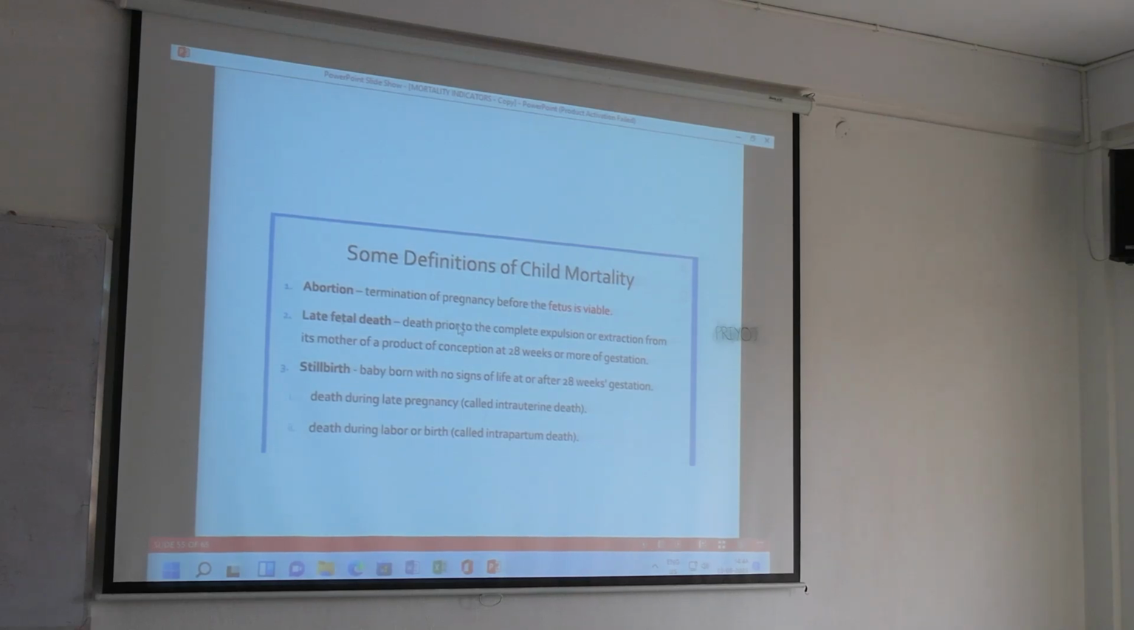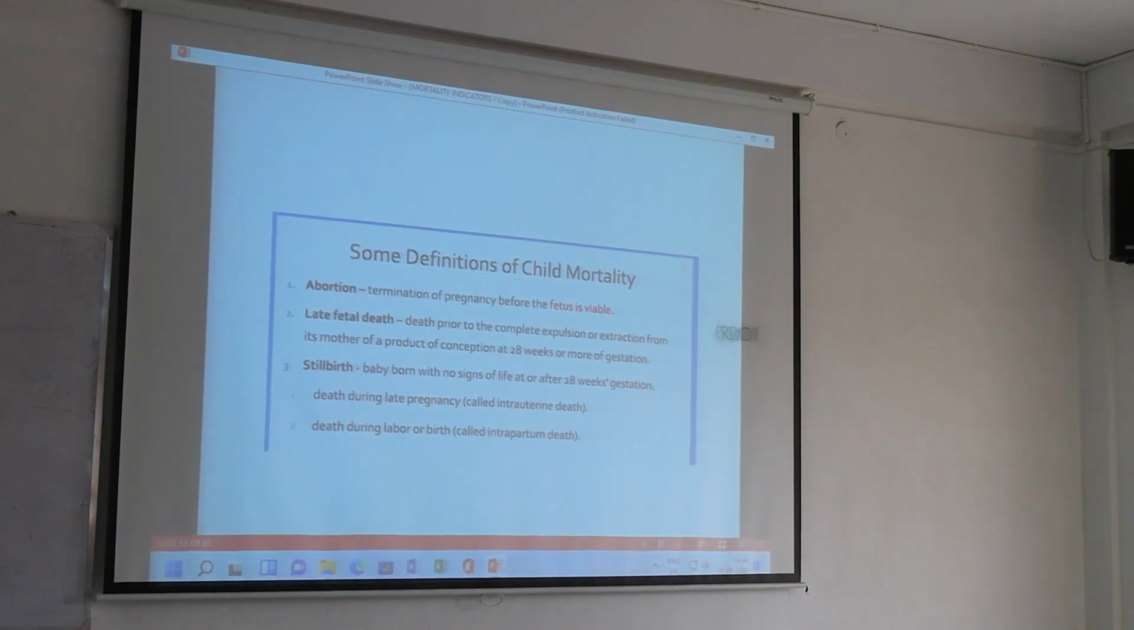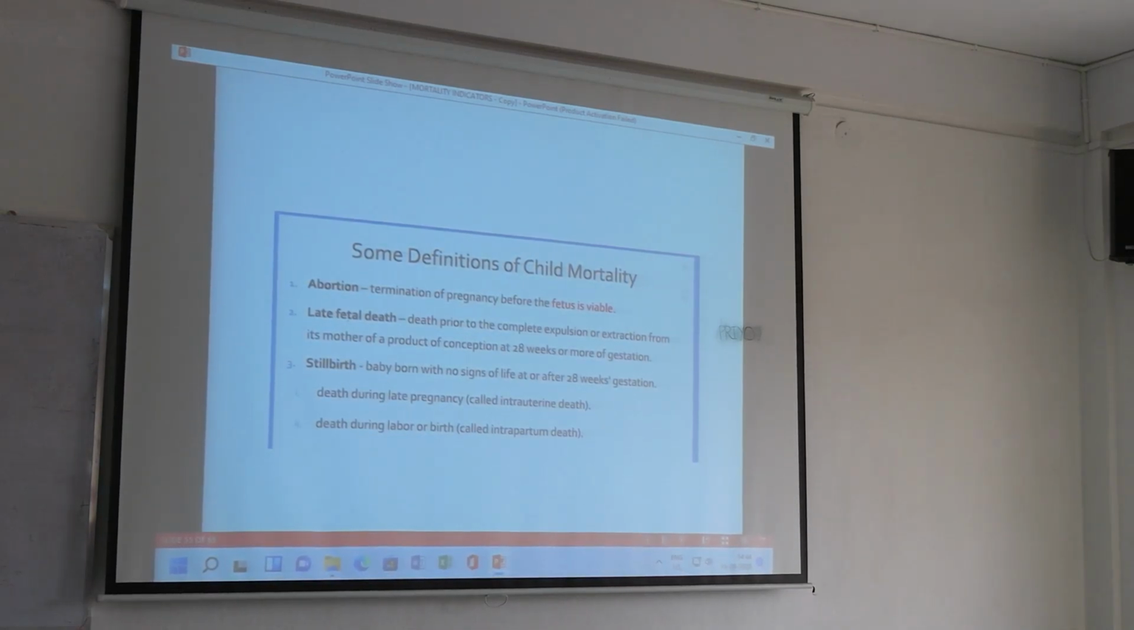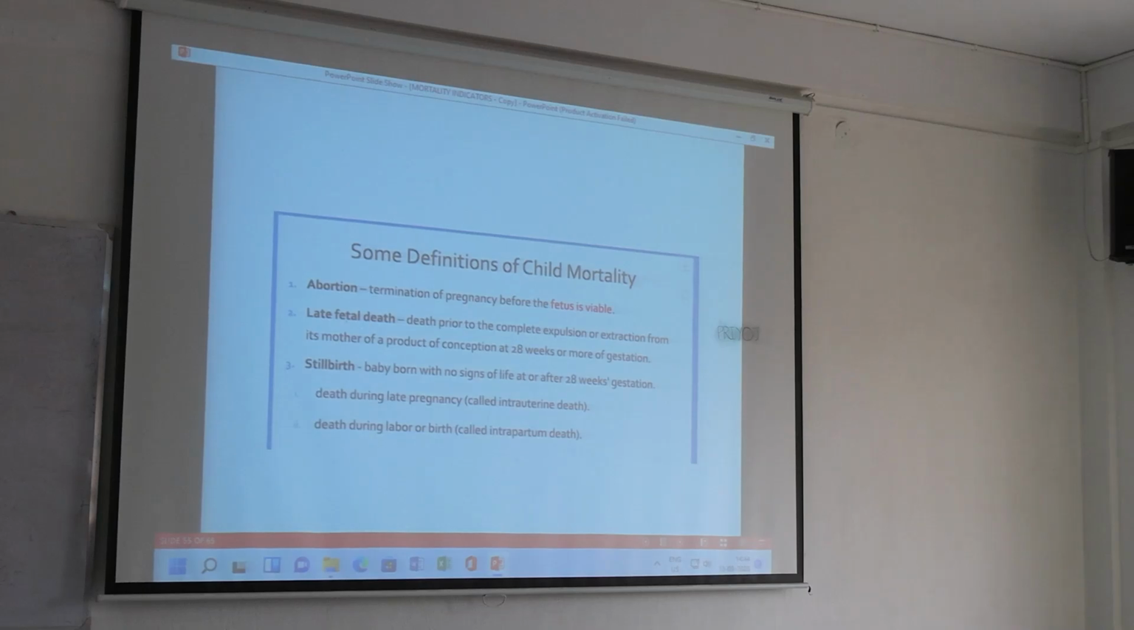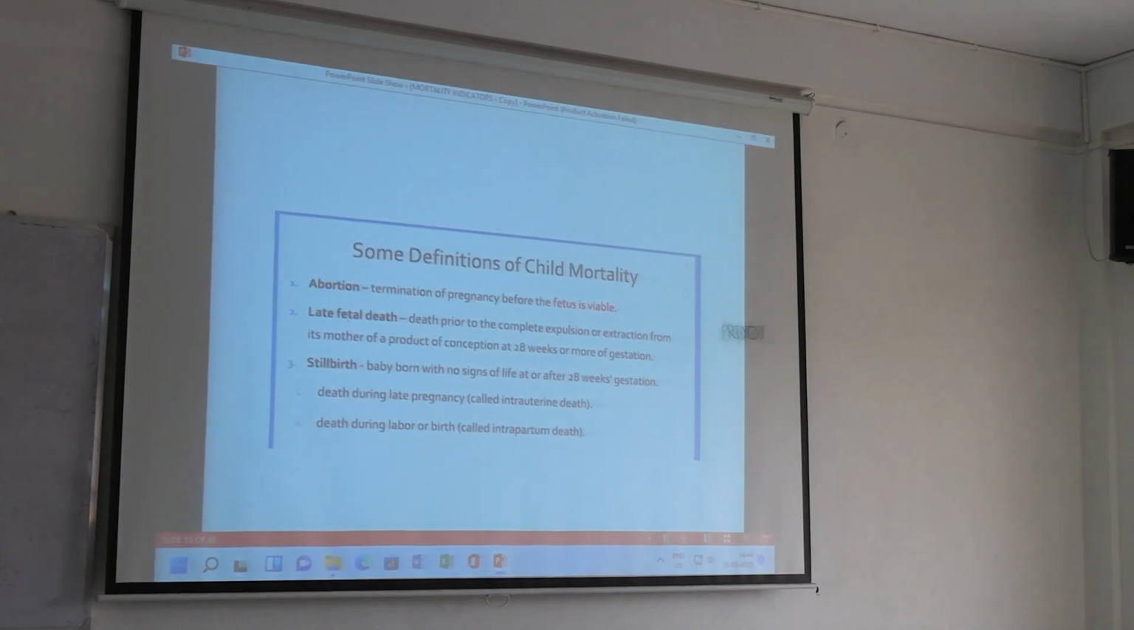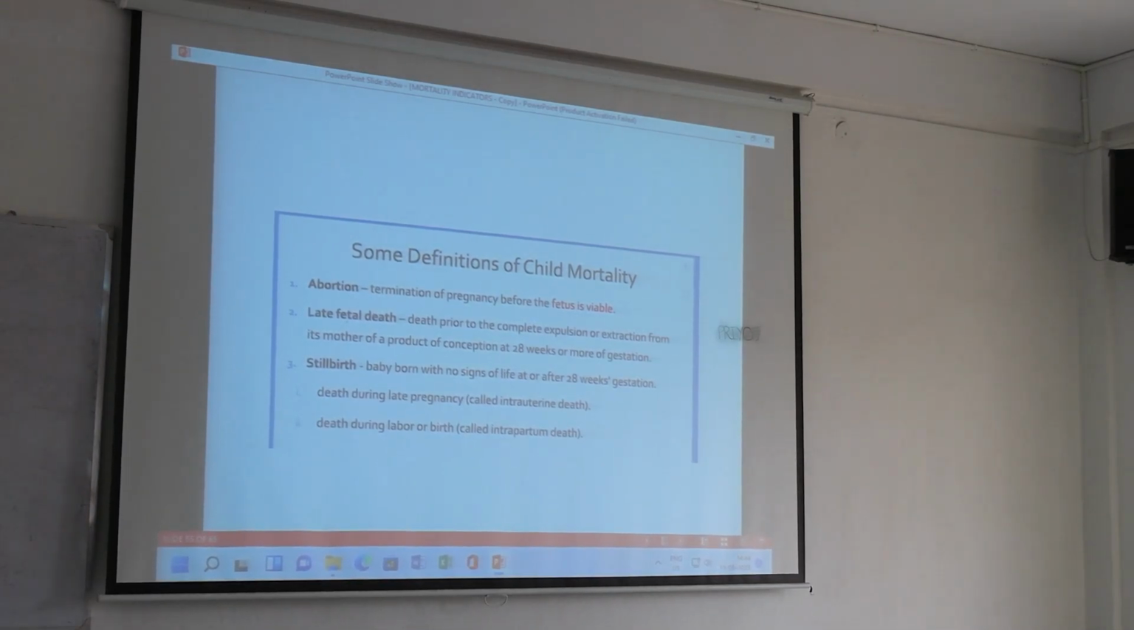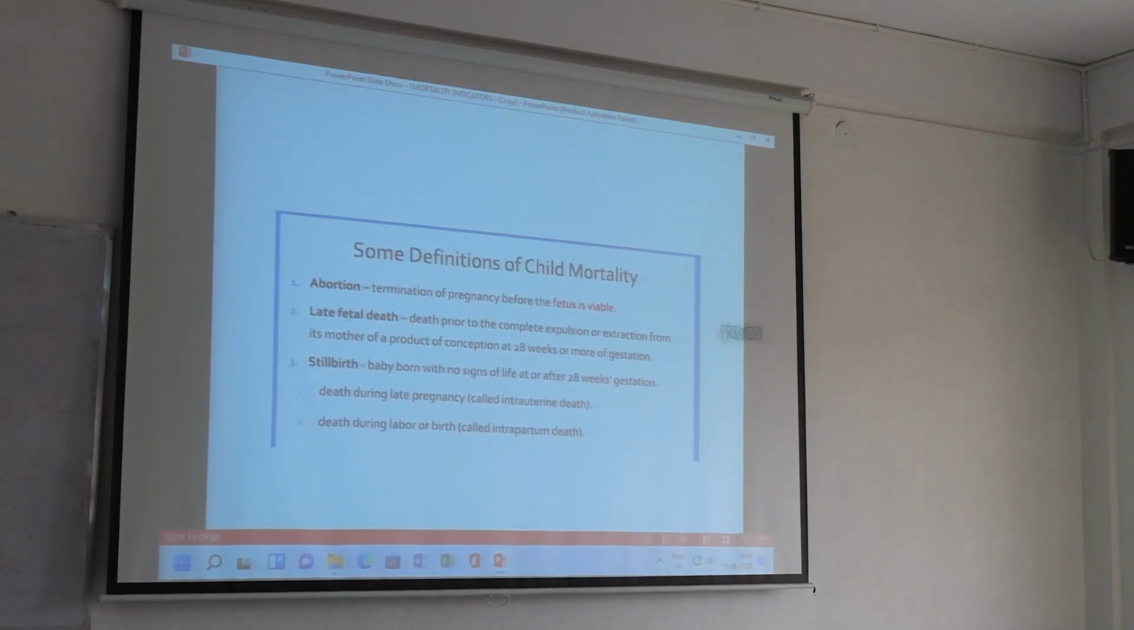This is the difference between child mortality terms. Abortion: termination of pregnancy because the fetus is not viable. Late fetal death: death prior to the complete expulsion or extraction from its mother of a product of conception at 28 weeks or more gestation.